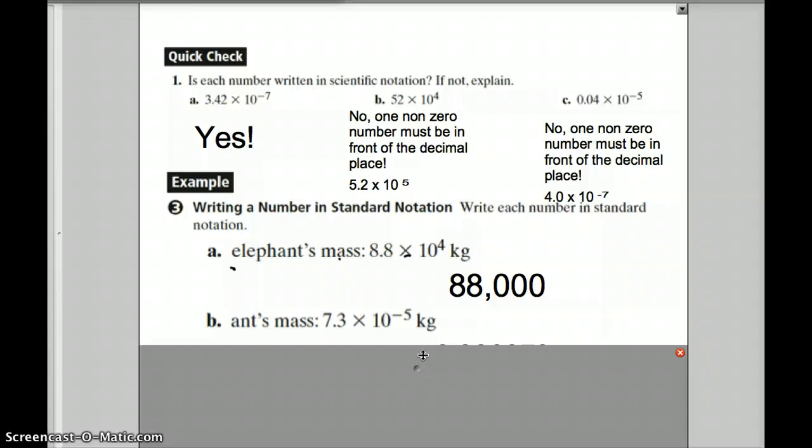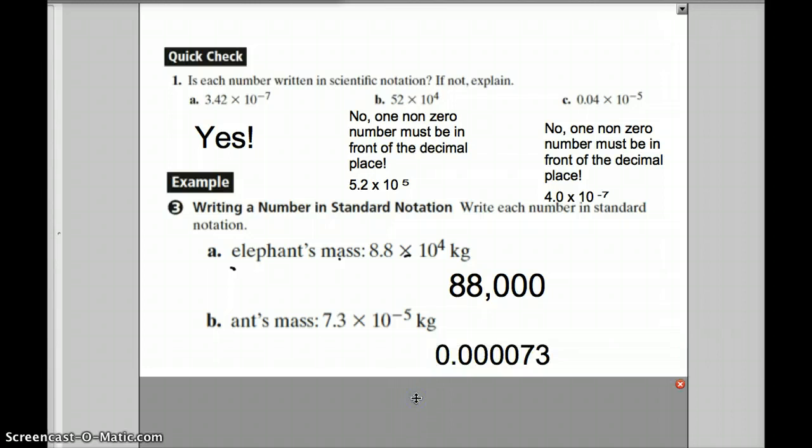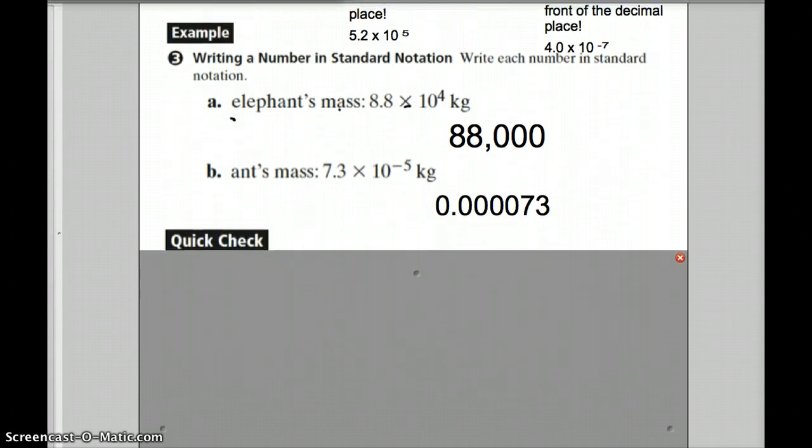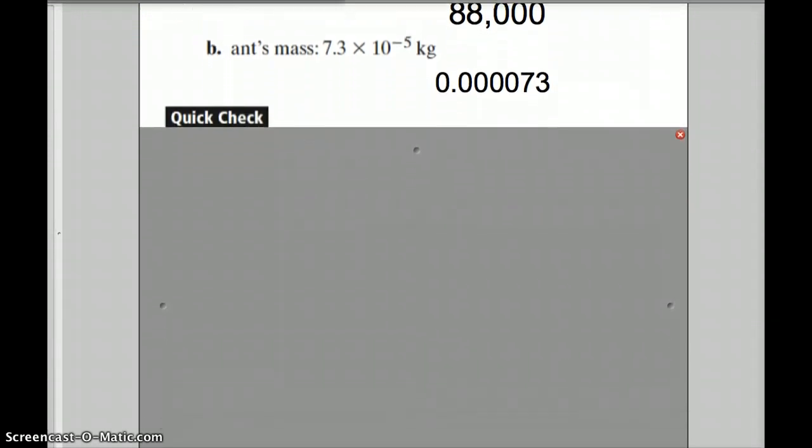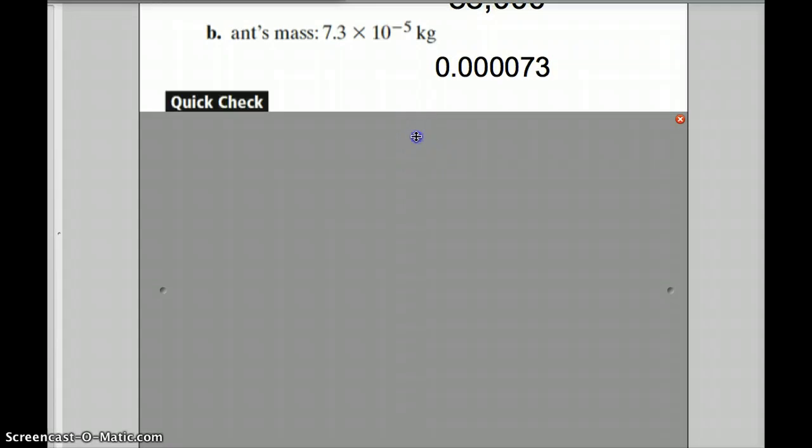So in this case, we have 10 to the negative 5, which is a decimal that is 0.000073. Okay, now I only said 0.0, and there's 4 zeros there between the 7 and the 3, because if I were moving this decimal place to the left, the 7 would take up 1 spot, and then moving forward. So we get 0.000073. Go ahead and try the quick checks. When you're finished, check your answers, and please make sure you're writing down any questions you may have as you go.